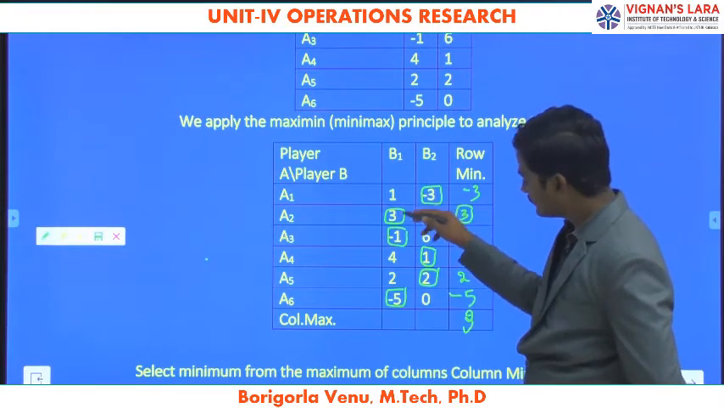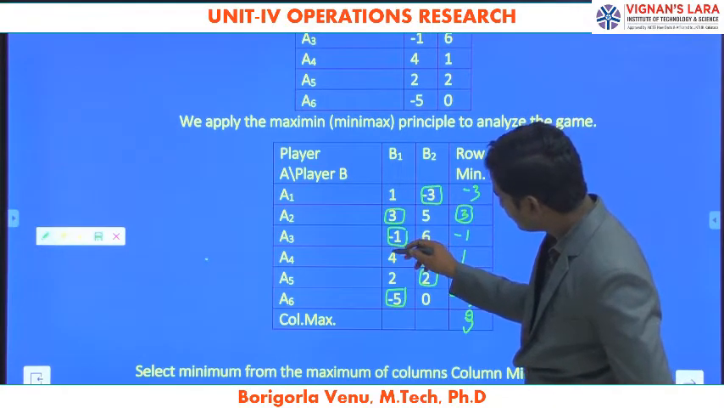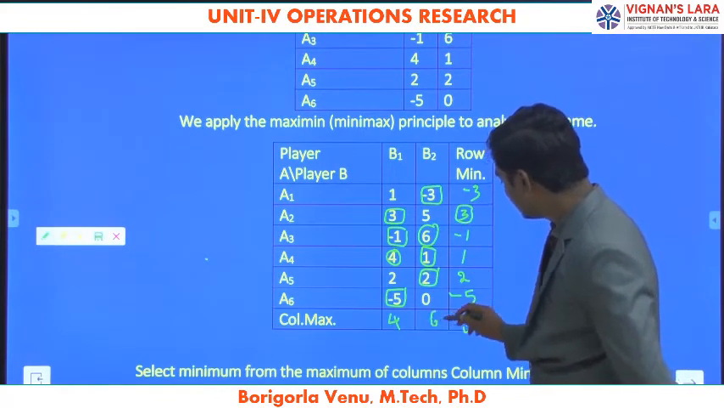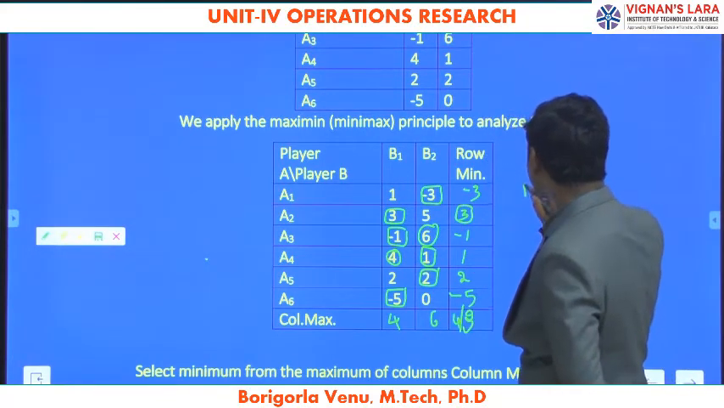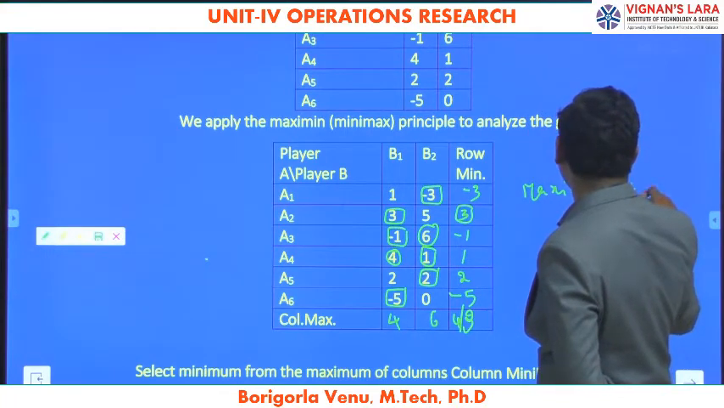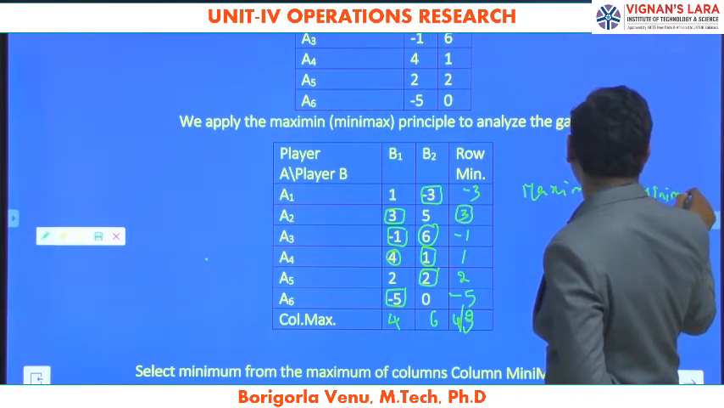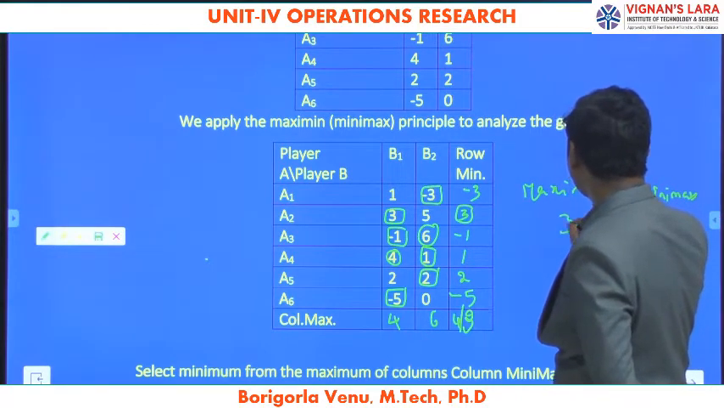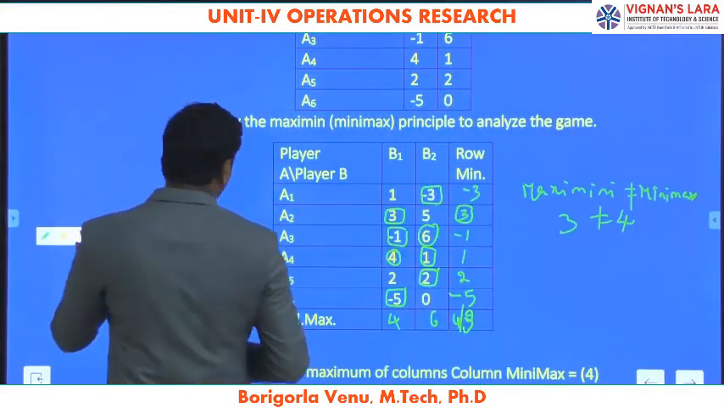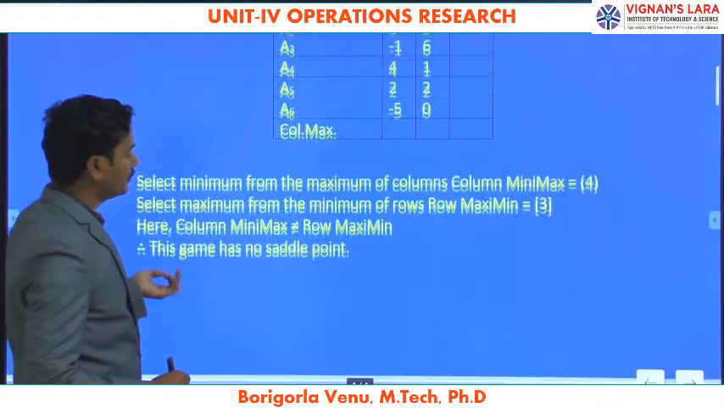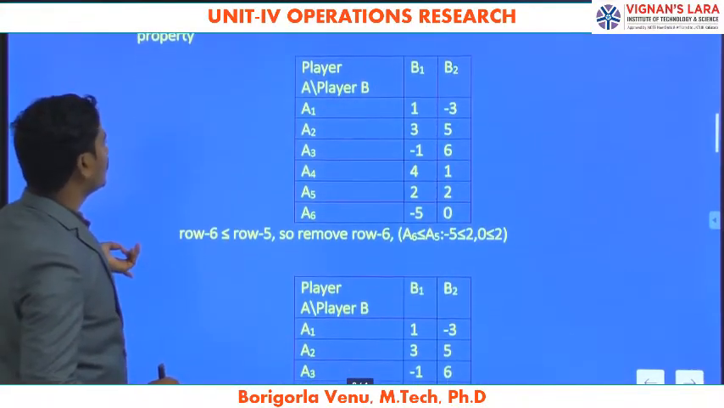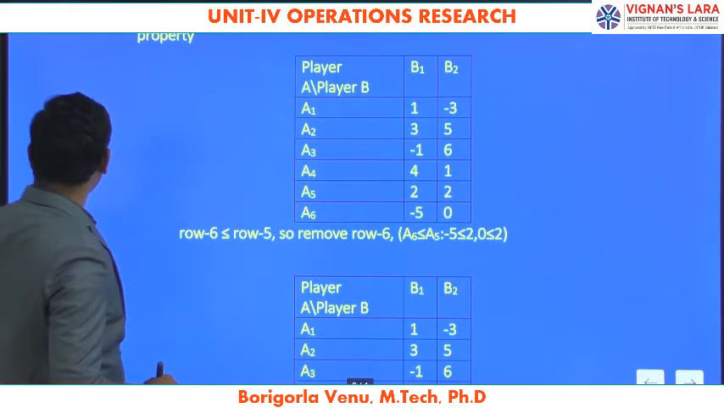Now coming to the column maximum. Here the column maximum is 4, and here the column maximum is 6. Here the minimum is 4. So maximin is not equal to minimax, because here the maximin value is 3 and the minimax value is 4. So the saddle point doesn't exist. Now we are going to reduce the size of the game by taking the dominance principle.